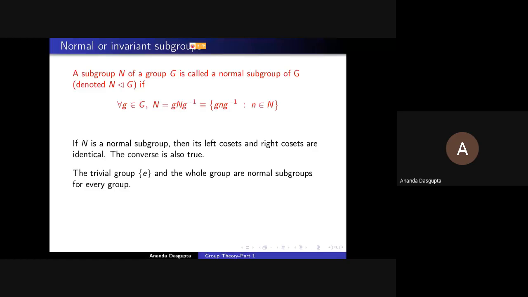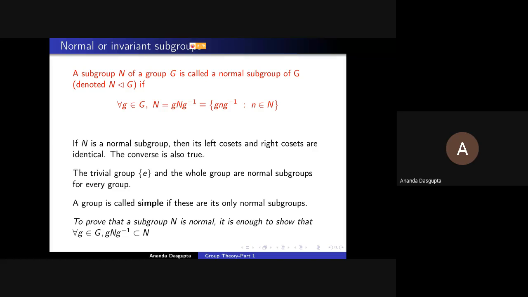Now, there are 2 normal subgroups which every group has by default. The trivial group, which is the group with only the identity: if you do g E g inverse, you're of course only going to get E, so you're going to get the group back. And the whole group is a subgroup by default. If you take the whole group and do g n g inverse, you're of course going to get the group back. So these are always normal subgroups. Now you say a group is simple if these are the only normal subgroups. The trivial group and the whole group are always there as normal subgroups. If these are the only normal subgroups, you say a group is simple.